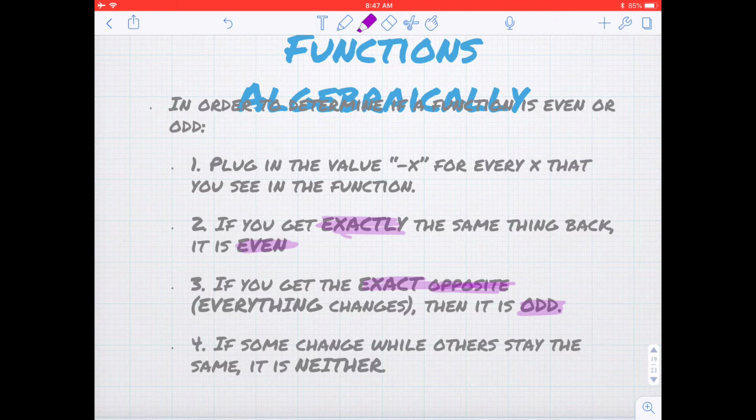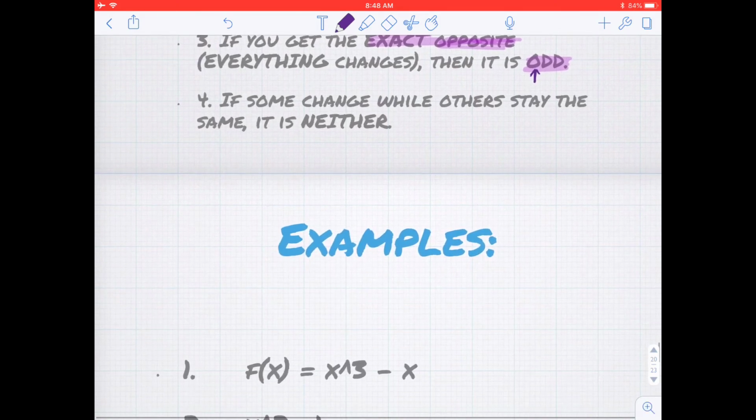And then if some parts change while others stay the same, it is neither. So I always remember exactly the same. It starts with an E, and so exactly the same is even. And then opposite, and I want to make sure I remember everything changes. If I have an opposite equation, then it is odd. So the E's match up and the odds match up. And if I have some combination, then it can't be either one.